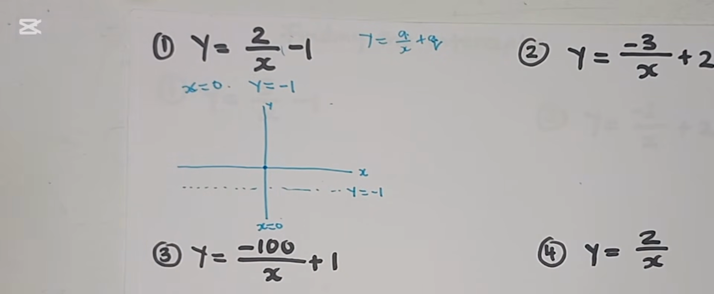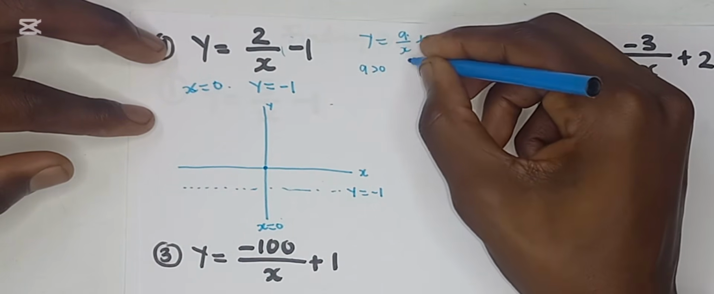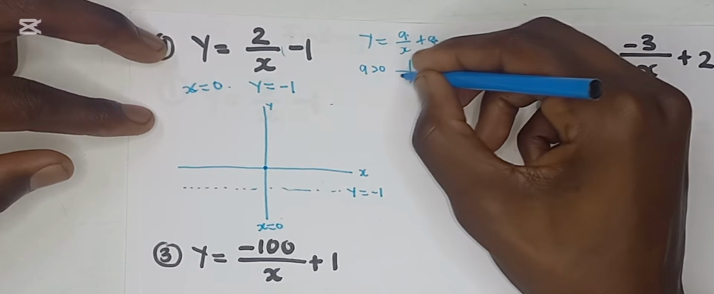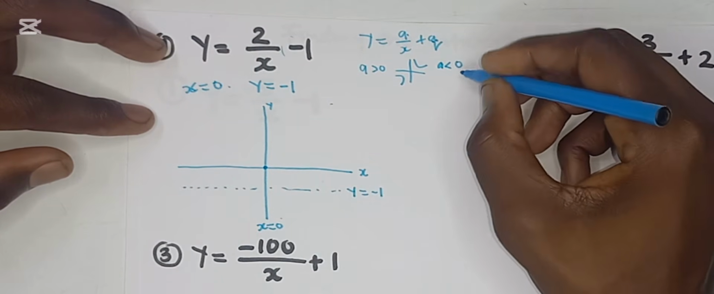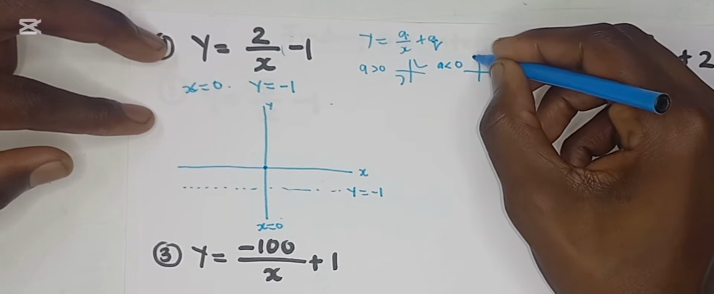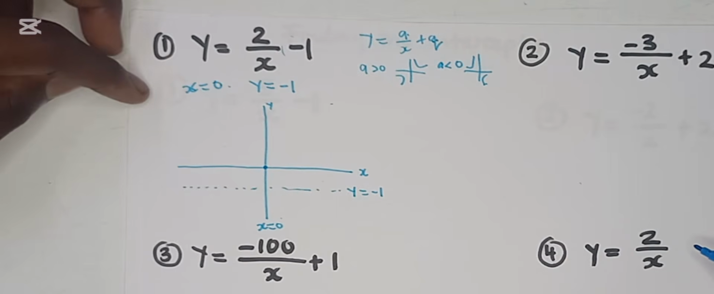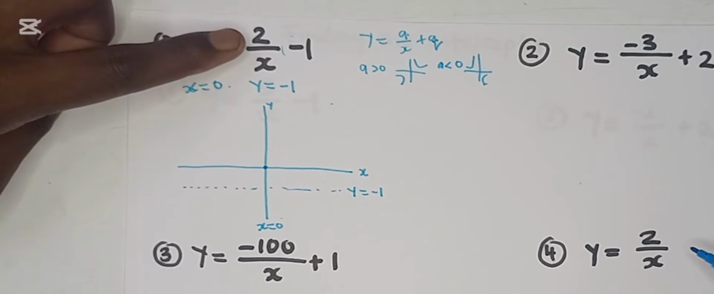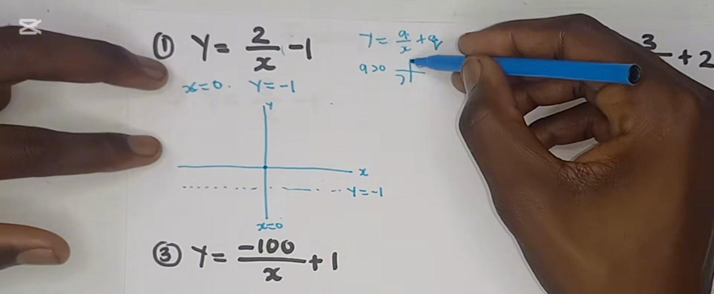Now we're going to focus on the shape of our graph. We talked in our previous video and said that when the value of a is positive, our graph is going to stand something like this, and when it is negative, our graph is going to stand something like this. Perfect. So what is the value of a here? The value of a is equal to 2. Is it positive or negative? It's positive. So when it is positive, it's going to stand in this shape.